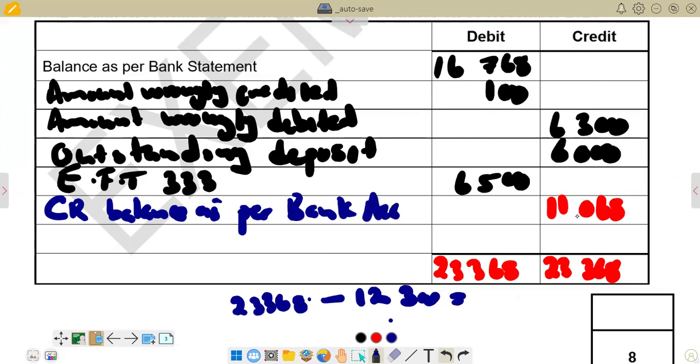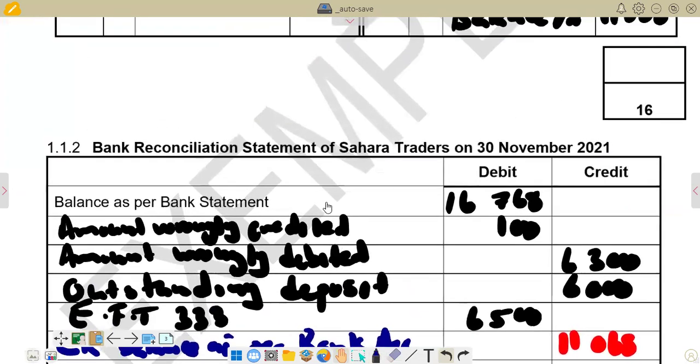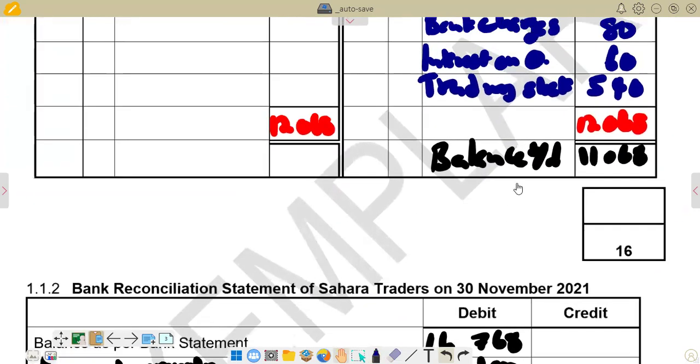So remember, the balance that you're going to get to make a reconciliation should be the same as the balance that you have got for the updated cash book. Say you've done it correctly, you reconciled it correctly. So our 11,068 on the bank reconciliation is the same balance that we got in the updated cash book of 11,068. So it means we have constructed our bank reconciliation correctly.